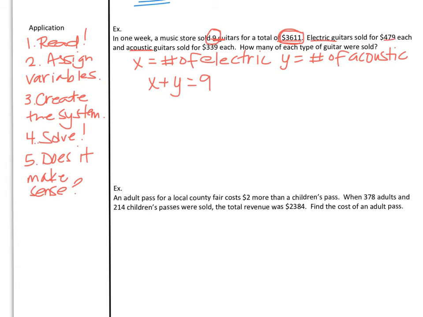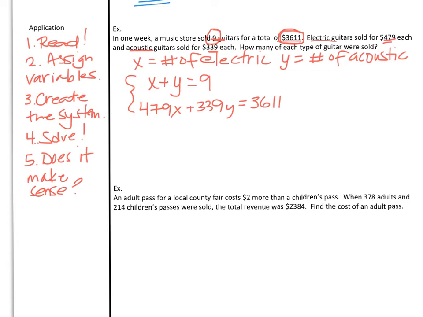Electric guitars are $479 each. That means if we take $479 times X, that's the total amount you'd make for those electric guitars. Acoustic guitars are only $339 each. Therefore, if we multiply $339 times Y, that's the value of all those guitars. Together, they sold for a total of $3,611. This is your system.